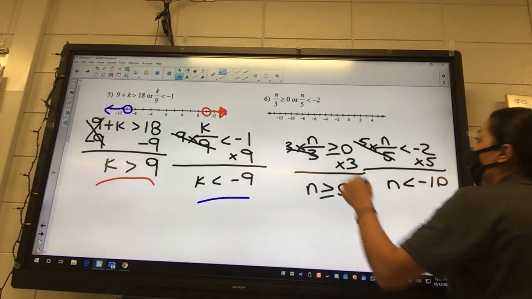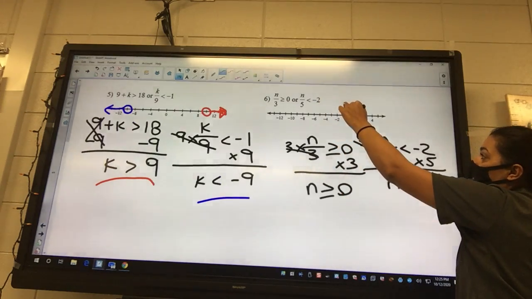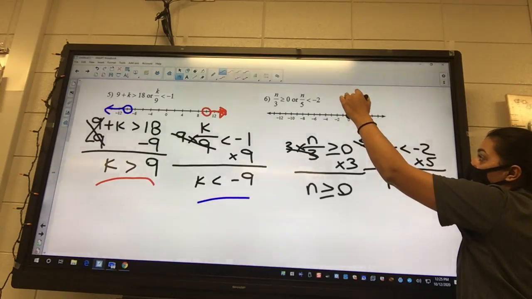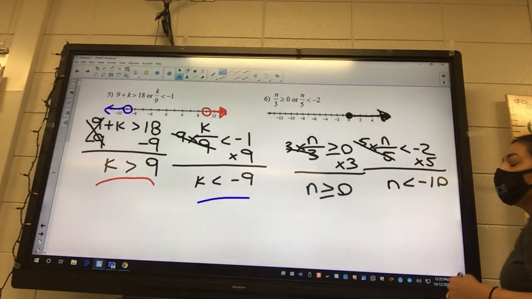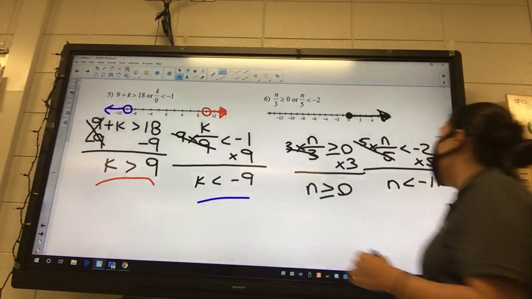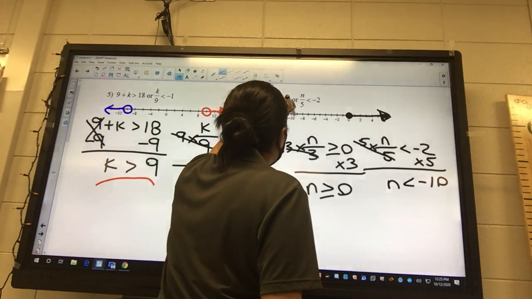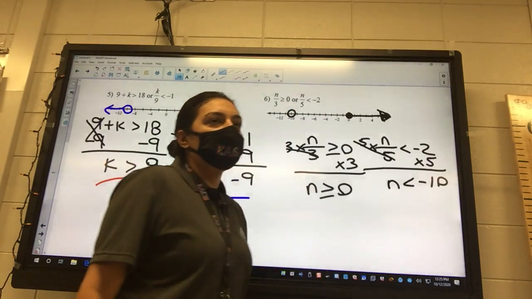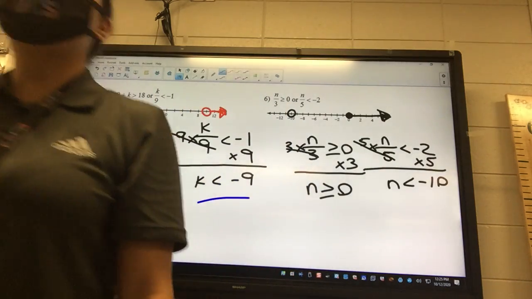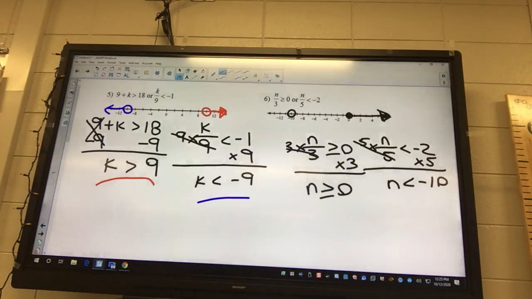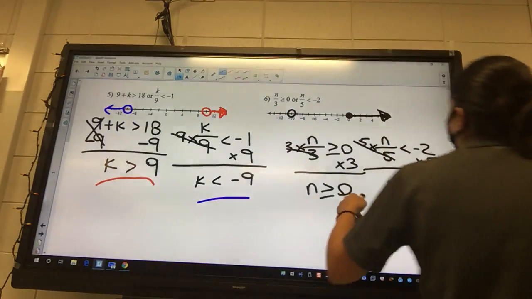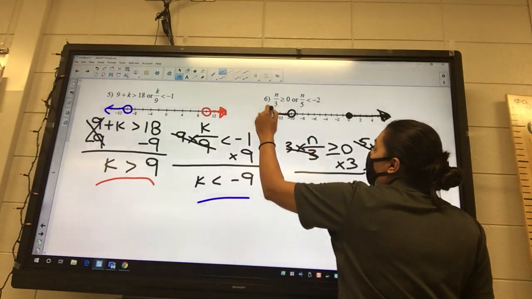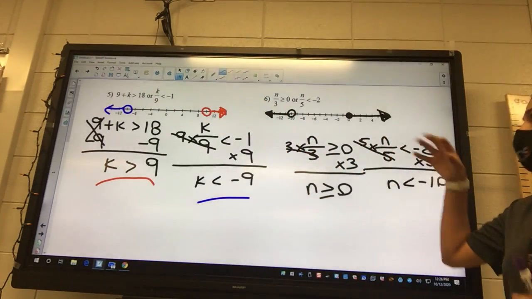Okay, so at 0, what kind of dot? Closed. And it's pointed to the right. Or left. Okay, and then 10 is going to be open. No, it was the right. I would get my right and left mixed up. Okay, and then it goes this one. And it looks right because our ors go out, okay?